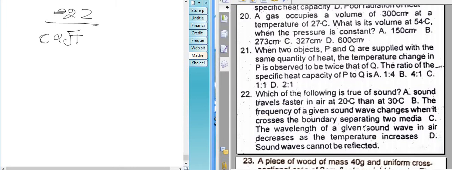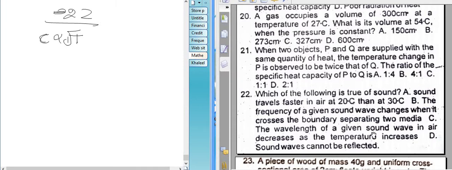Then B, the frequency of a given sound wave changes when it crosses the boundary separating two layers, which is wrong. The frequency is always constant for a sound wave; it cannot change while crossing a boundary between two layers.